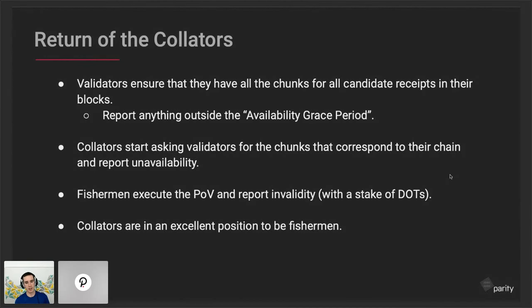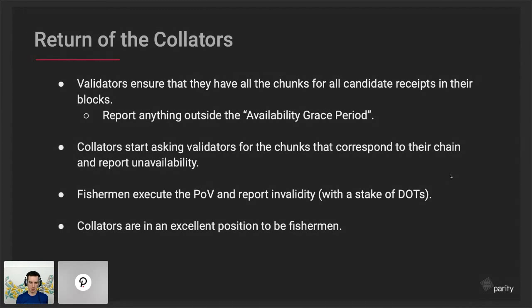So if any collators aren't able to reconstruct this erasure coding, then they're going to start flagging it and tell the validators, hey, this was unavailable. That part's only focused on whether it is available, but not on the actual validity of that block. That's where fishermen come in. Fishermen will also ask for the POV block. They'll execute it, and if they think it is invalid, then they'll make a claim on the relay chain and say, hey, this block is invalid. And then they'll put some stake of DOTs on it.